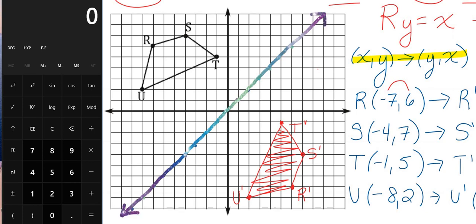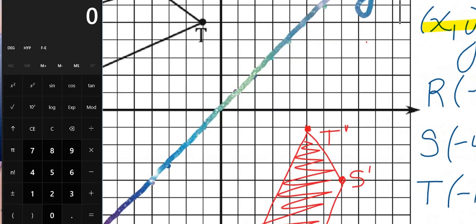So you should ask yourself, does it look like it flipped over that line? Absolutely. Now, how do you make sure? Well, you make sure that it's the same distance before and after to your line of reflection. So since this line is y equals x, I'm going to show you how, yes, it is the same distance. Now I'm going to zoom in, and I'm going to show you with T and T prime.